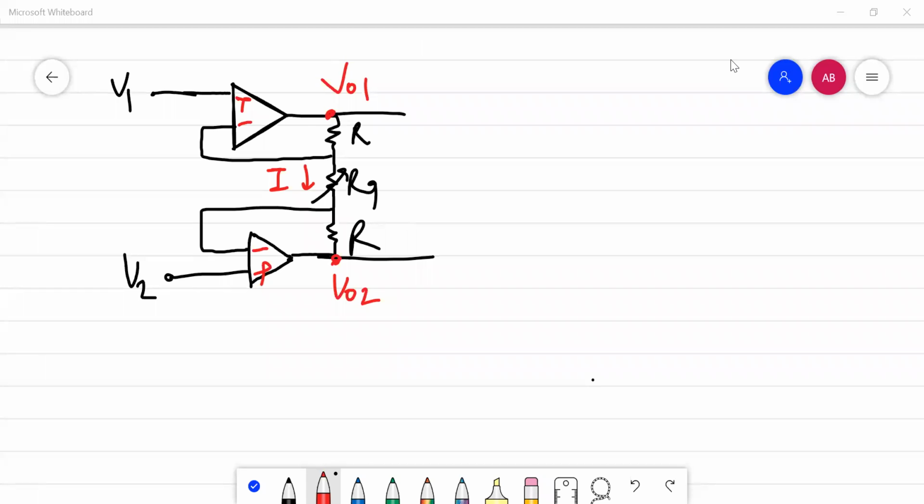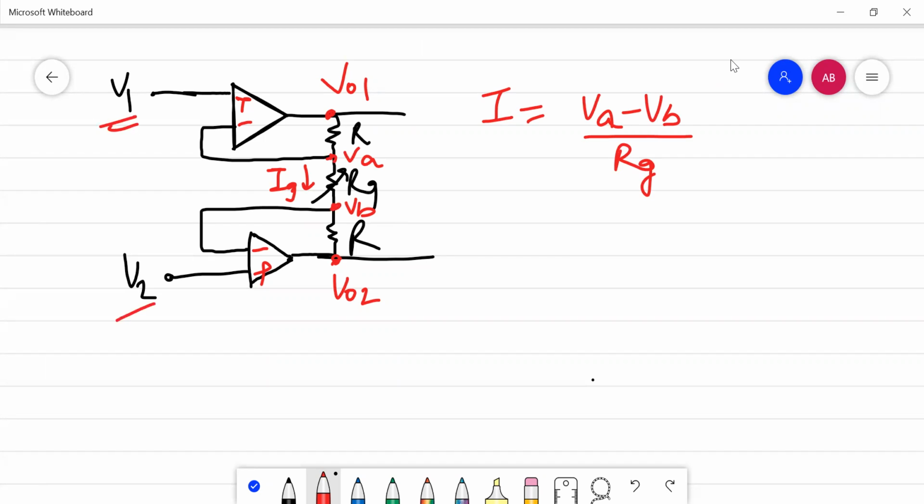This is our first stage, and let's say the voltage here is VA and the voltage here is VB. The current through RG, say IG, will be equal to, by Ohm's law, (VA minus VB) divided by RG. But VA will be at the same potential as V1 and VB will be at the same potential as V2. So it will be equal to (V1 minus V2) upon RG.